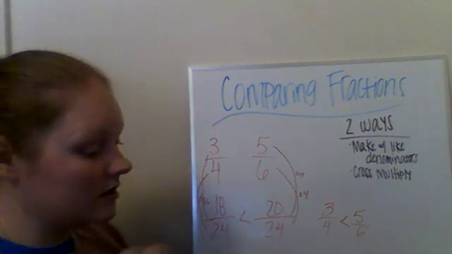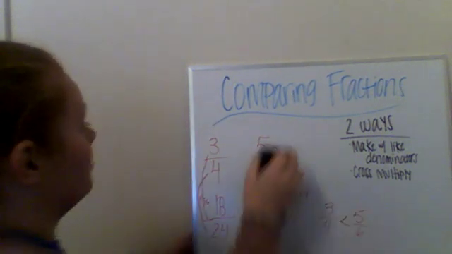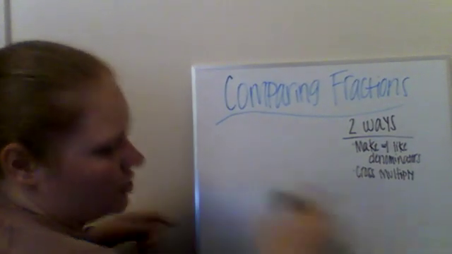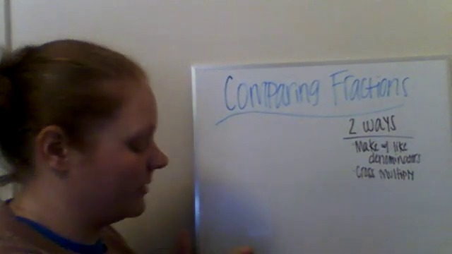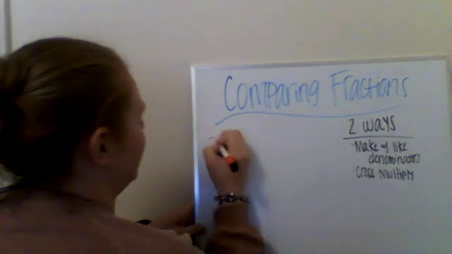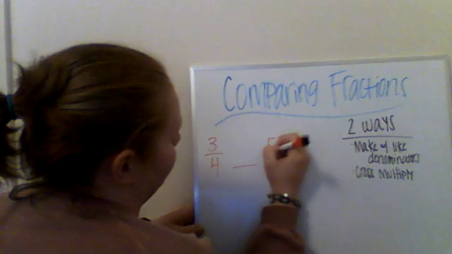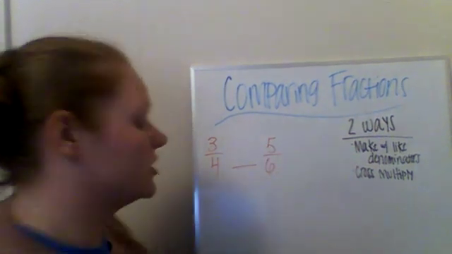Okay, so that is the long way. Let me show you the shortcut. The second method I'm going to do, which is the shortcut, is cross multiplying. So if I take that problem again, 3/4, I'm going to compare that to 5/6. I'm going to cross multiply.